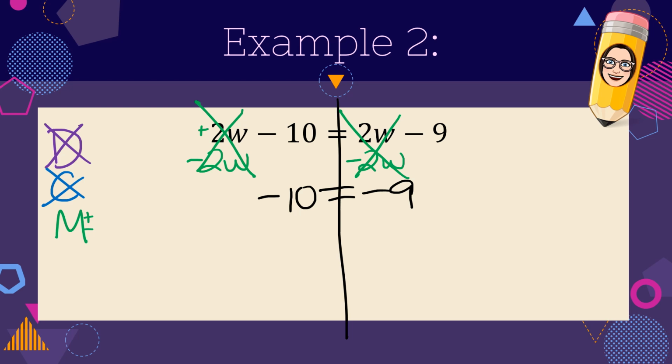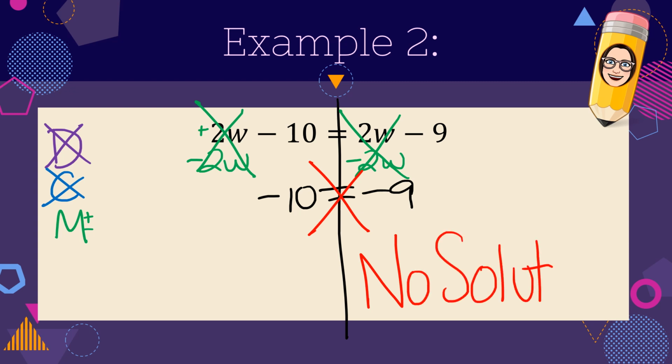They went away. So let me ask you a question with what we just wrote. Is negative 10 equal to negative 9? No, it's not even close. And so that can't happen. It's not true. So if I ask you, what is the solution? You would say no solution. You need to write those full words. No solution.